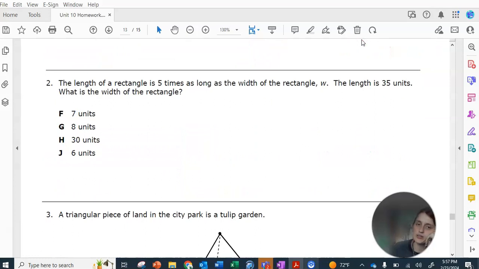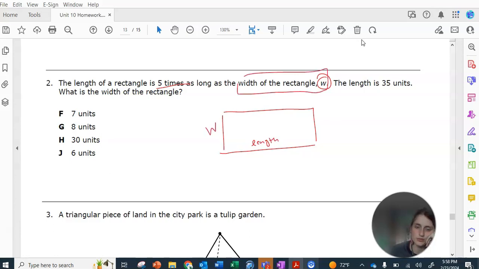The length of a rectangle is 5 times as long as the width of the rectangle, which we call W. I'm going to draw a rectangle. I like pictures. The length is longer than the width, so we'll call this one the length. And we know that the width is called W. We know that the length is 5 times what W is. But we also know what the length actually is. Use that information to figure out the width.